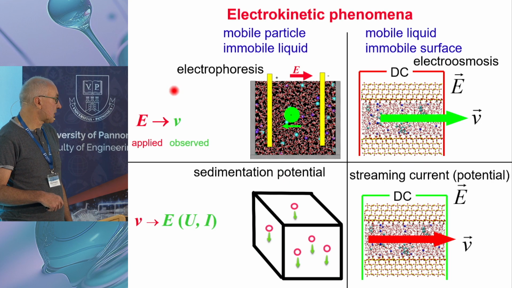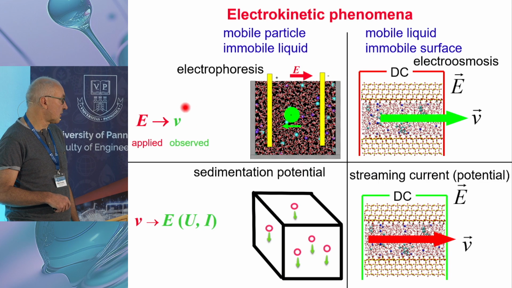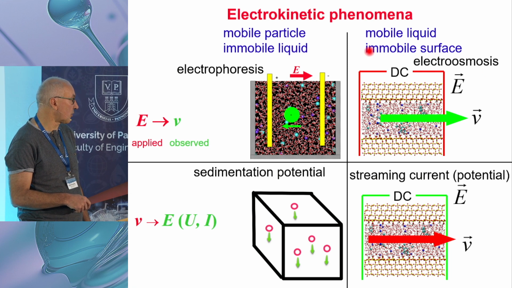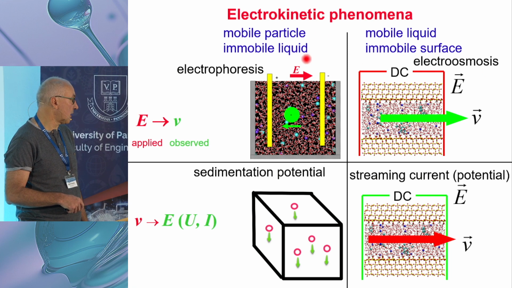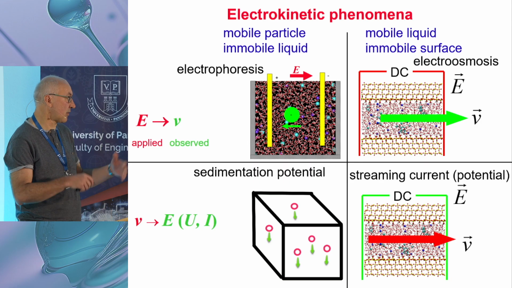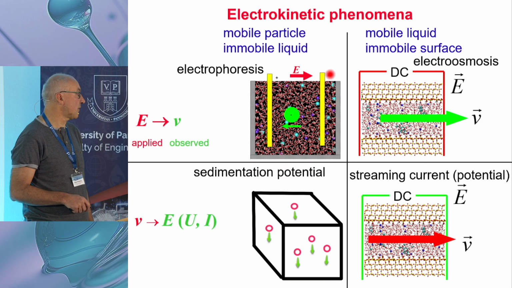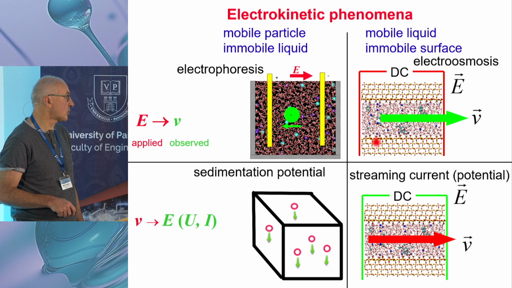So in this case, it's the electric field which is applied. It's the velocity which is observed, and this is true even for electroosmosis. In electrophoresis, it's the solid phase which is moving with respect to a basically immobile surrounding liquid. And the last thing is reversed if we do electroosmosis.